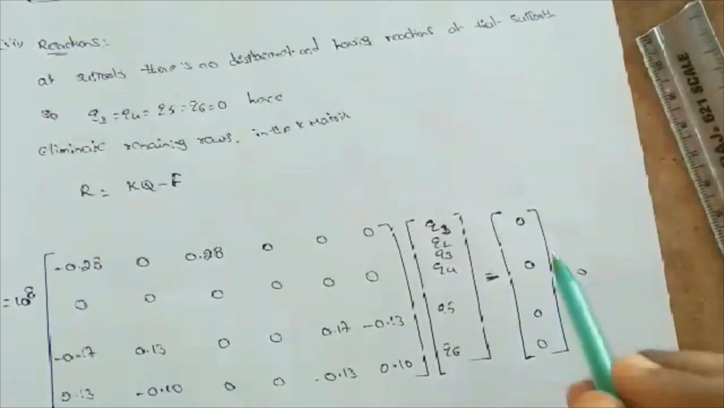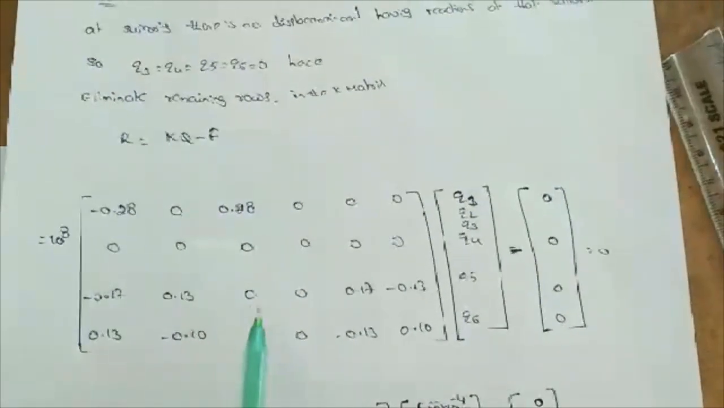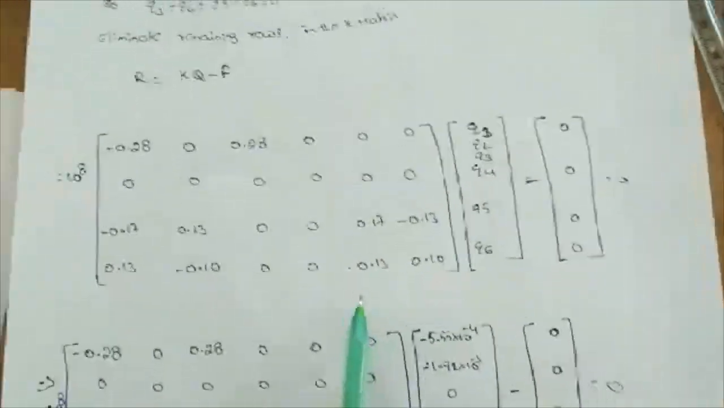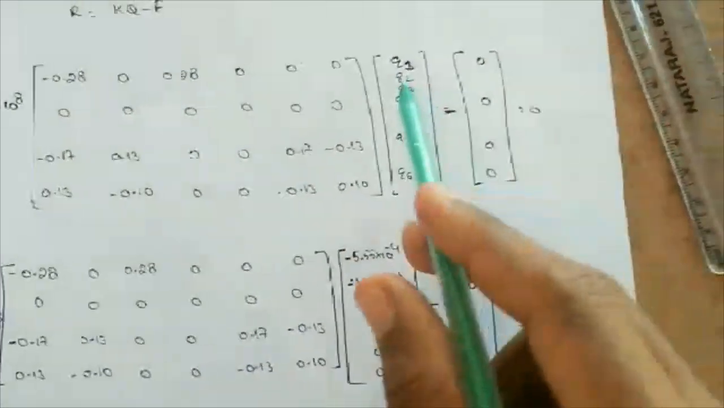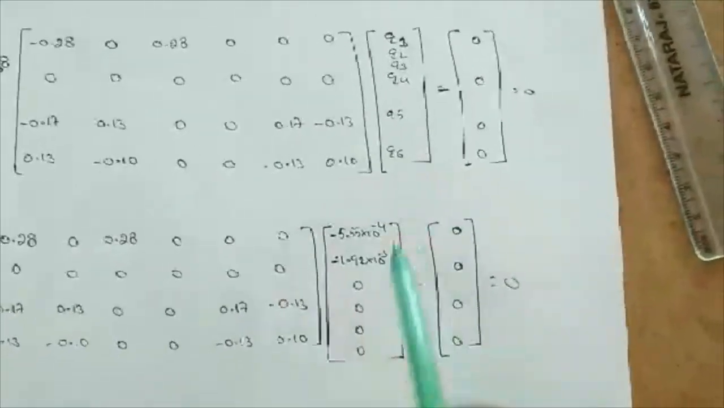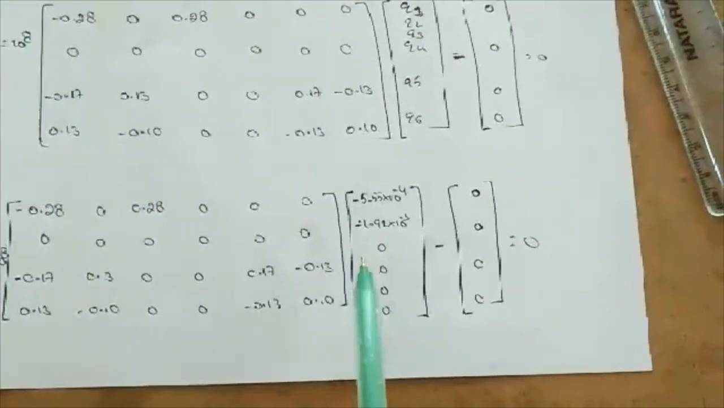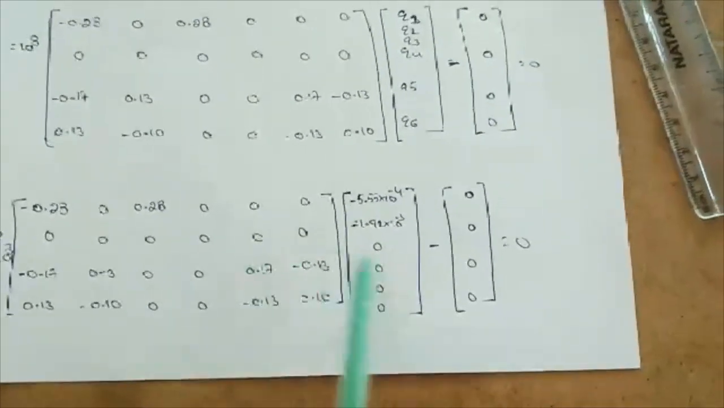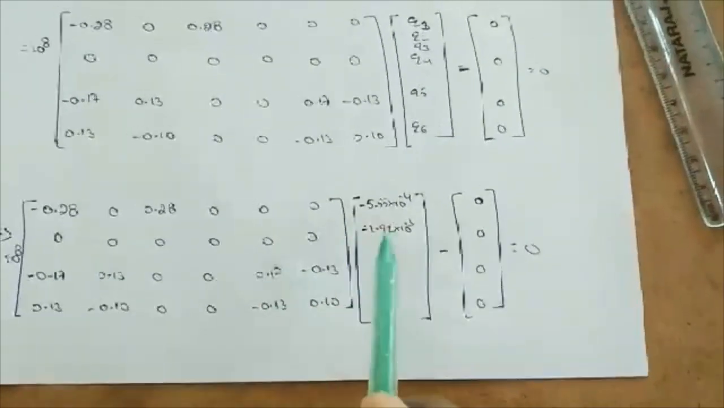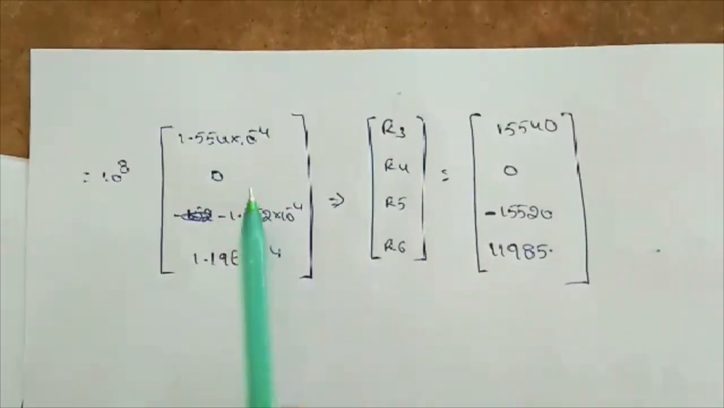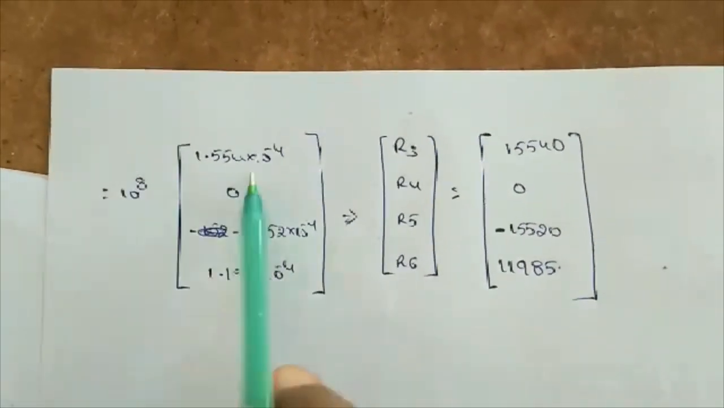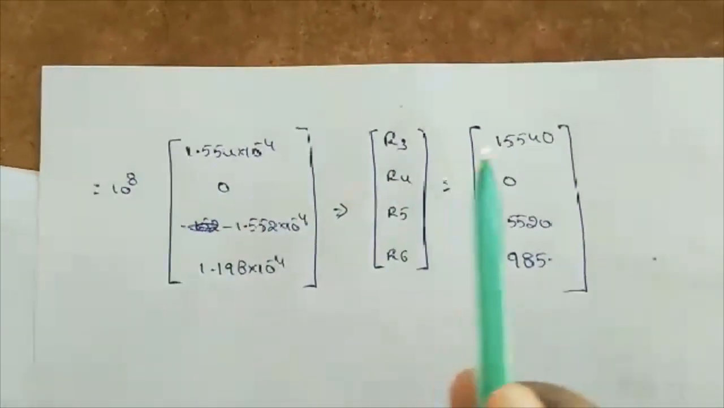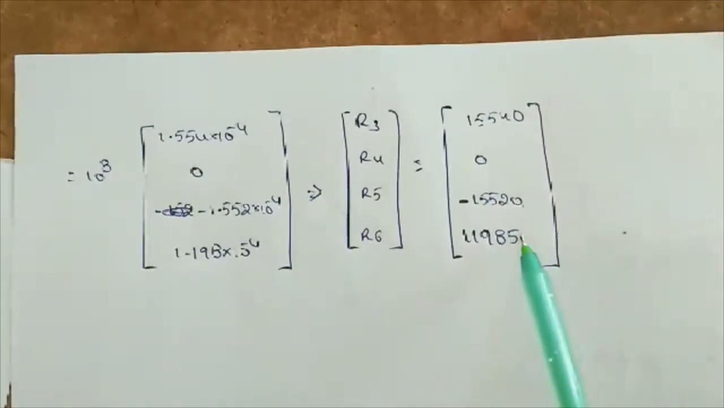Then multiplying these two, after substituting the values of the Q displacements, this matrix will form in this format. Then multiply these two matrices and you will get this matrix. Multiplying with 10 power 8 with this matrix, you will get R3, R4, R5, R6. This is the reactions.